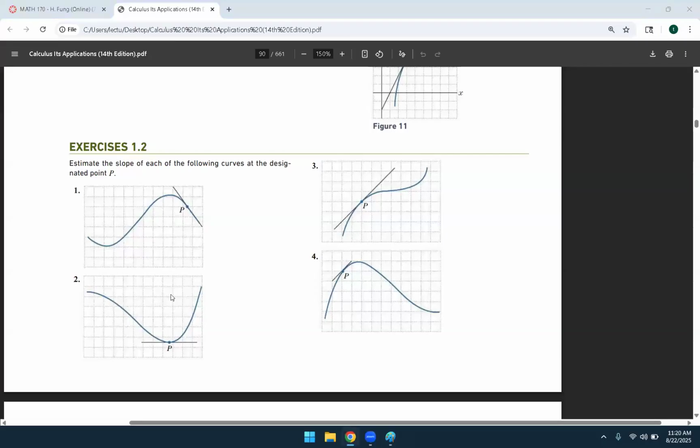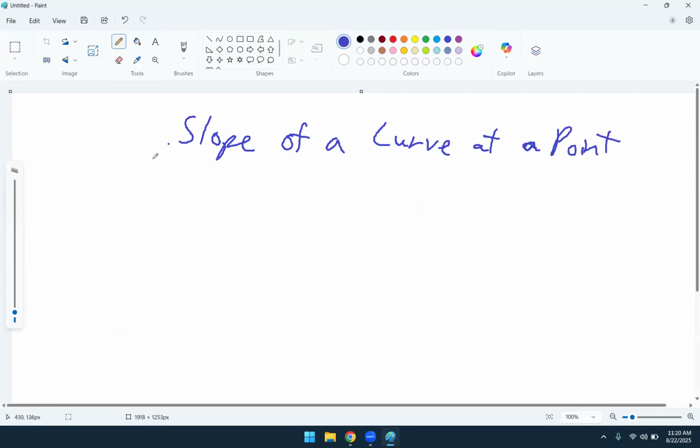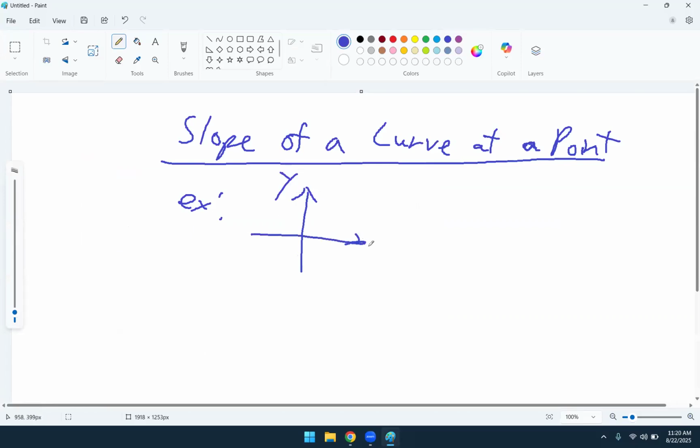All right, let's take a look at the concept of the slope of a curve at a point. So here's what we're looking at in this particular section. Let's suppose you have the graph of some function, and let's say the graph looks something like this.